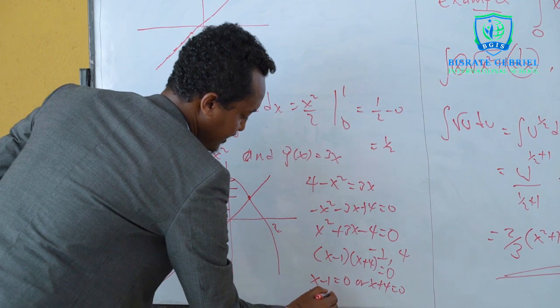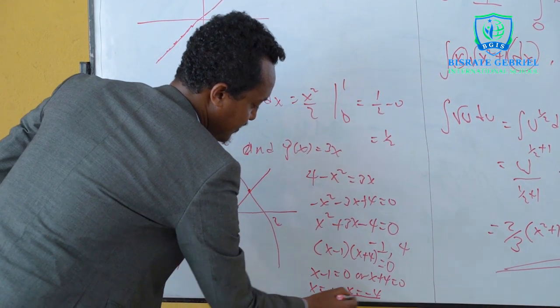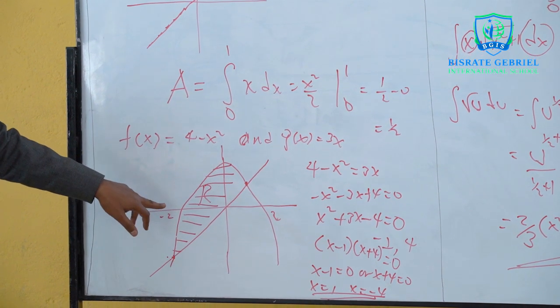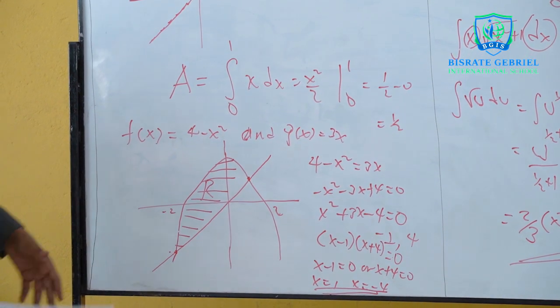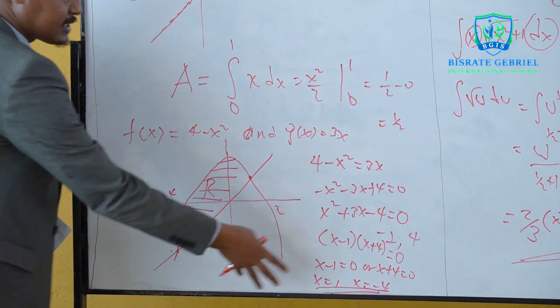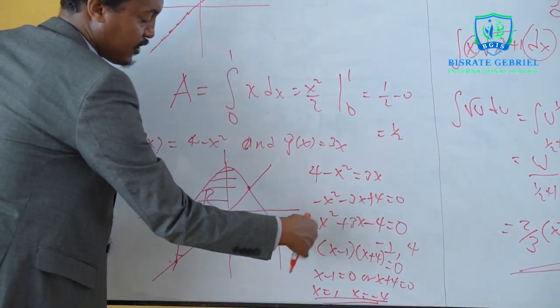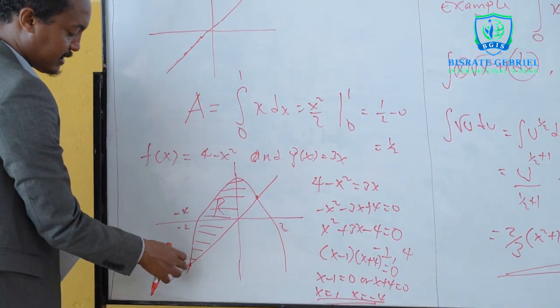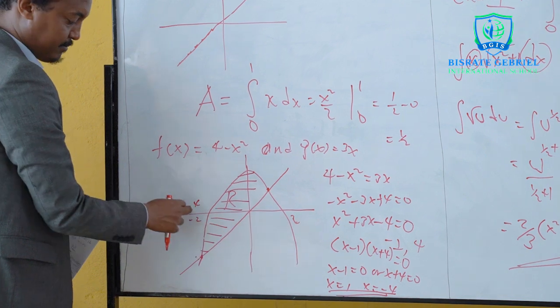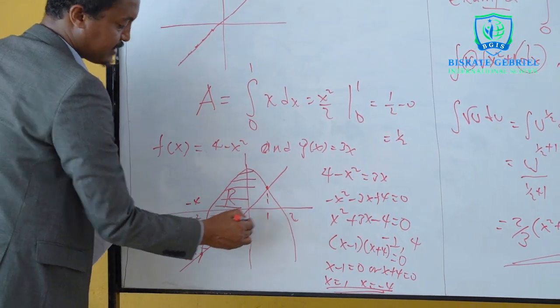So x becomes 1 and x is equal to minus 4. From this, this point is going to be minus 4 because this is on the x-axis. So the overall output of this calculation is to find the x value of the intersection of this graph. So x is minus 4, here it is 1.